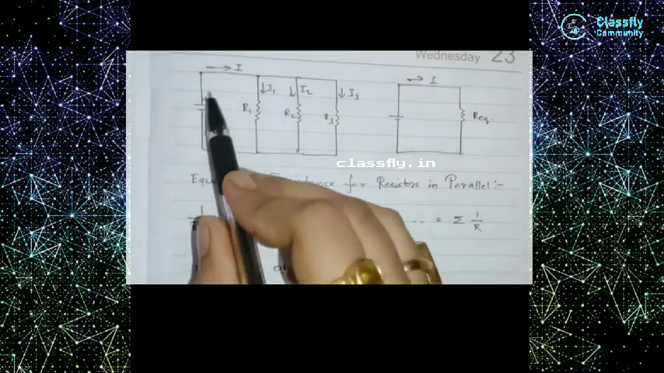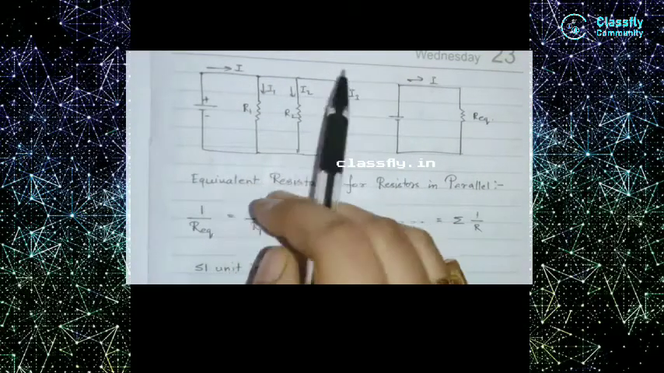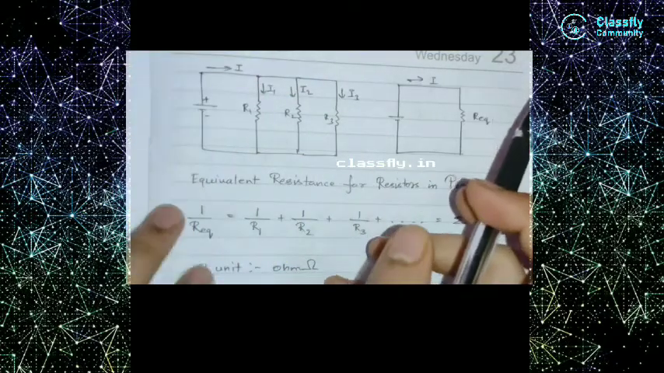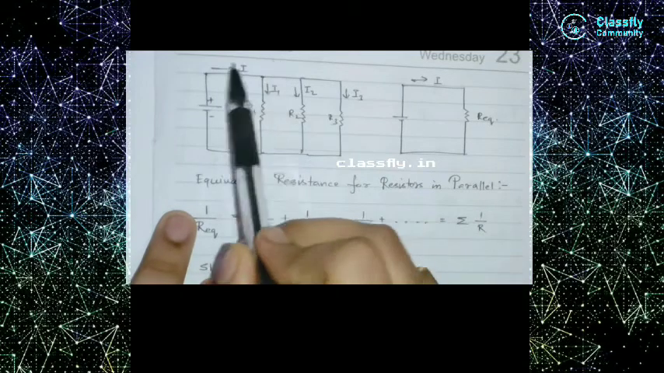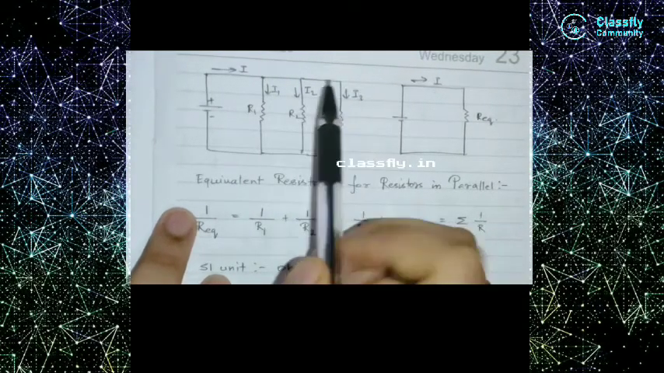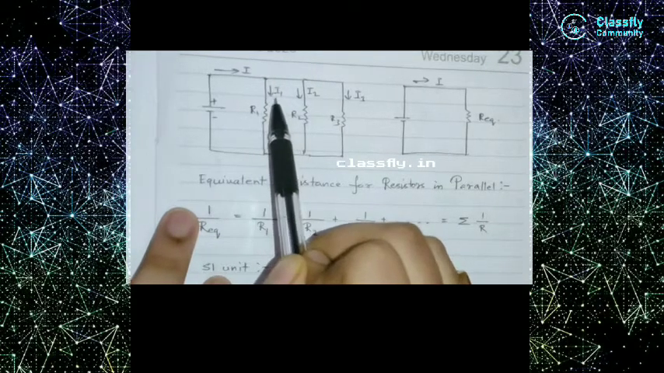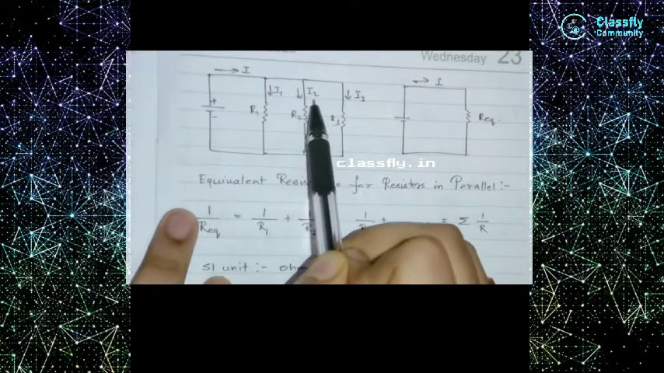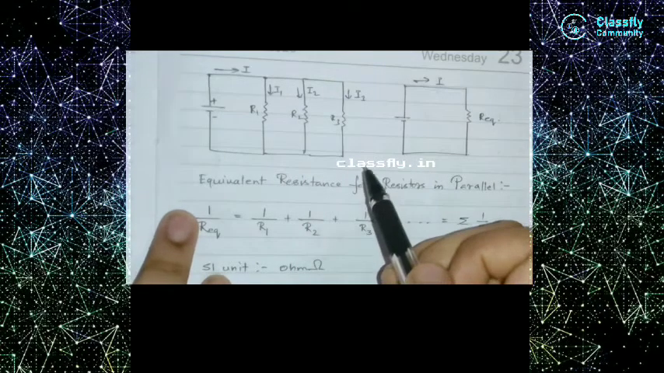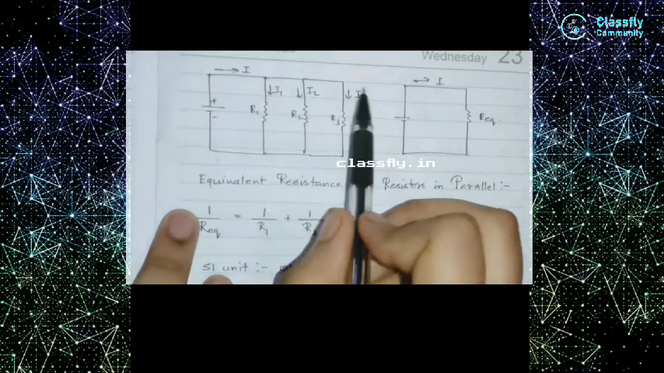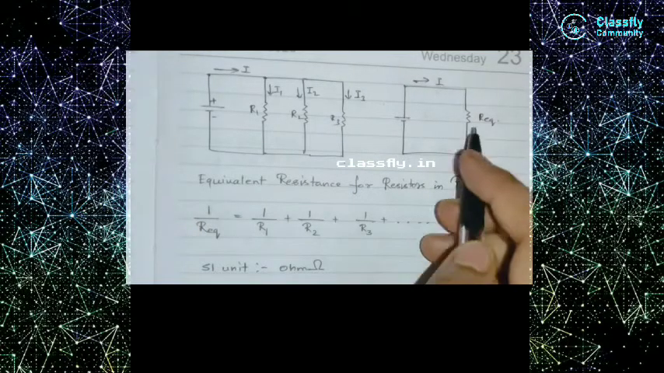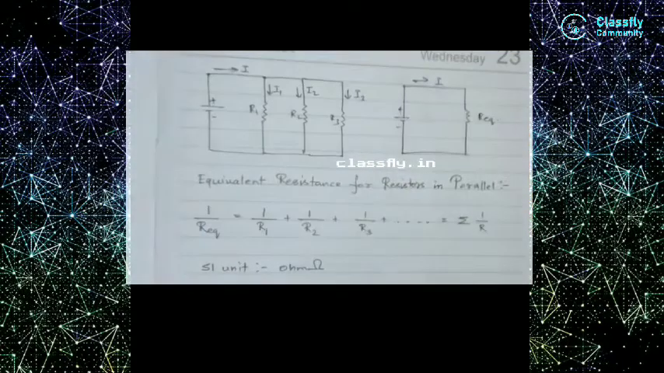See, this is a circuit given. It has R1 as my first resistance, R2 as my second resistance, R3 as my third resistance. As I told, in parallel the current I can get divided. So for the first resistor it is denoted as I1, for the second it is denoted as I2, for the third it is denoted as I3. But the last statement also says that all these three can be added and give you the equivalent resistance. So how can we get it?